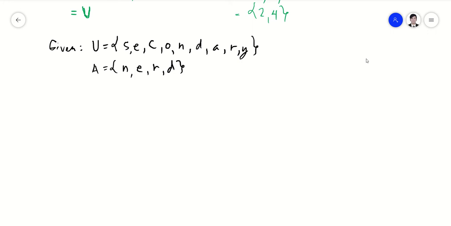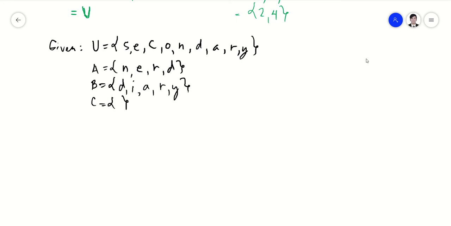The unique letters in the word secondary are our universal set, and our set A, which is a subset of the universal set, we can spell out the word nerd. That's why it's N, E, R, D. And then we can come up again with another subset coming from the word secondary, and that could be the word diary. So D, I, A, R, and Y, the letters in the word diary. And then set C is an empty set.